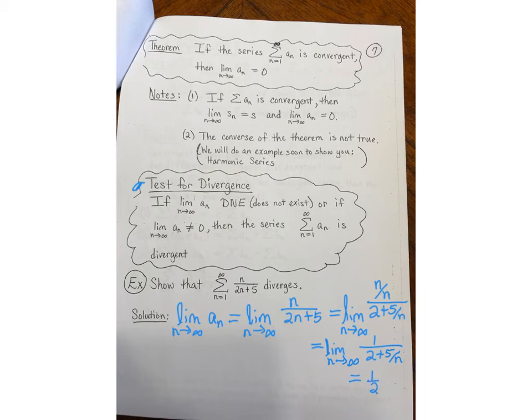Well, if we go back up to the theorem, the test for divergence, it said if the limit does not exist, or if the limit is non-zero, we're in that part. We got 1/2. That's not equal to 0. Since that's not equal to 0, this series that we looked at diverges.